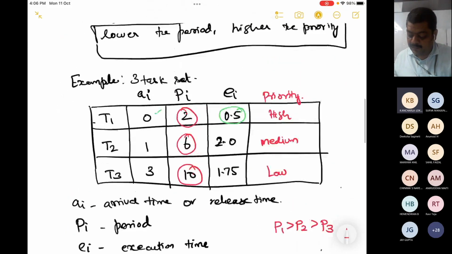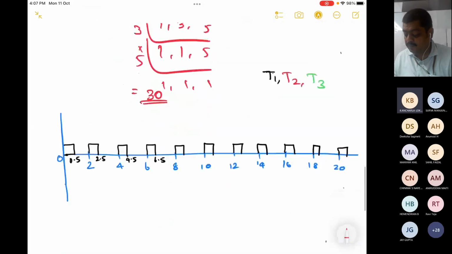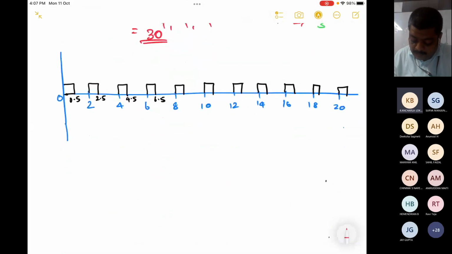So T2, what it says is the arrival time is 1. It is releasing at 1. The period is 6, and the execution time is 2.0. Medium priority. So now what I do is, till one time unit the task doesn't execute, because it releases only at 1. At 1 unit it releases. So what happens? It will be running here.